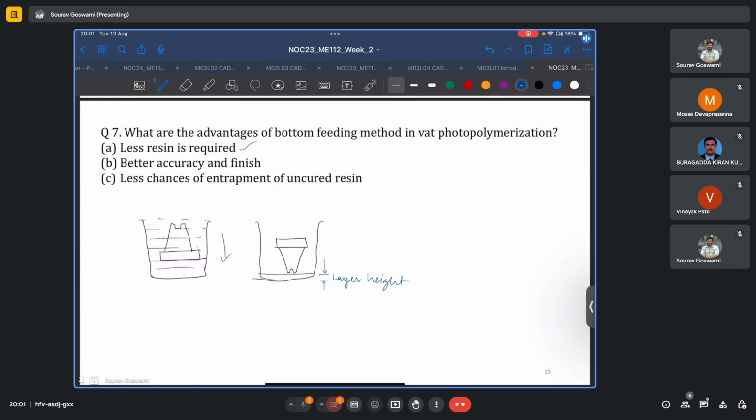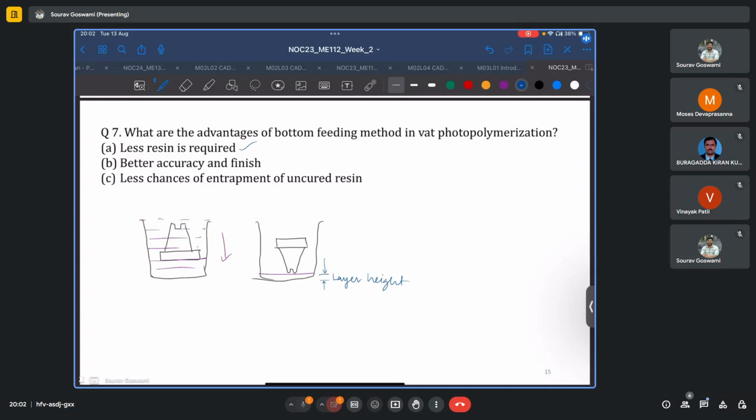better accuracy and finish. Now, accuracy and finish are not always decided by how you're feeding the resin. It is more dependent on the layer height itself, and we can choose the same layer height, whether it is a bottom feeding or top feeding process.